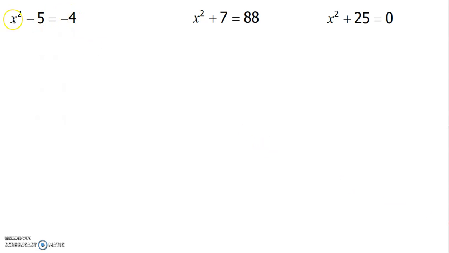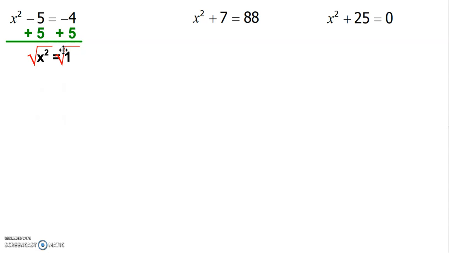All right, so let's take a look at x squared minus 5 equals negative 4. Well, right now we need to isolate the x squared. So we need to add 5 to both sides. So negative 4 plus 5 is a positive 1. So x squared is equal to 1.